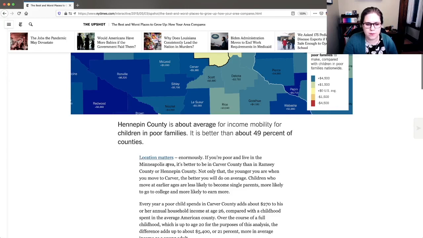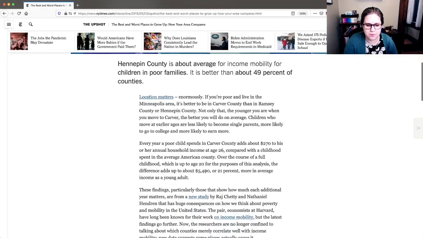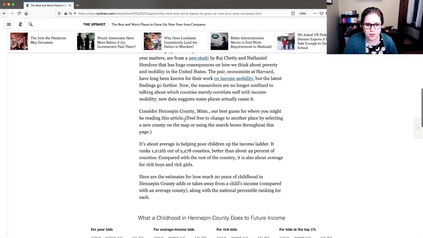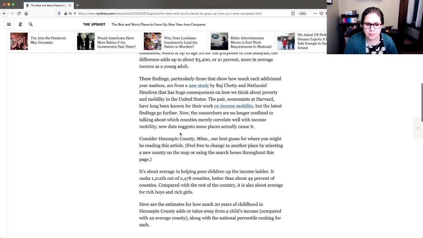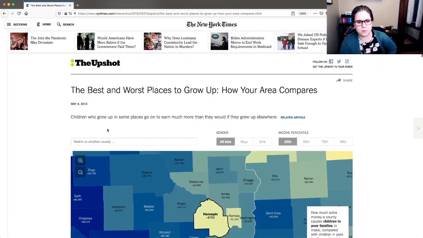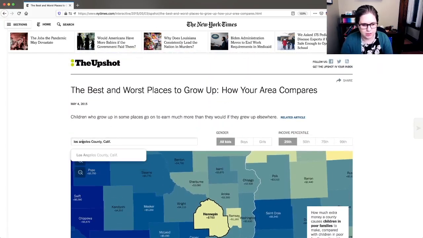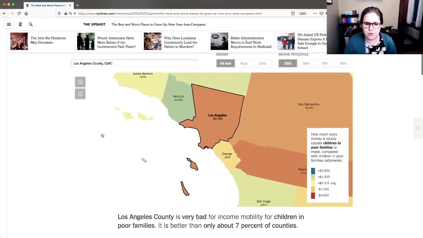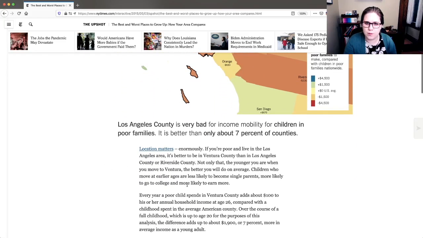If you're poor and live in the Minneapolis area, it's better to be in Carver County than in Ramsey County or Hennepin County. So not only is this an interactive data visualization, it's an interactive piece of data journalism. And it says, feel free to change to another place by selecting a new county on the map or using the search boxes throughout the page. So we could go look at Los Angeles County, where I lived when I was in graduate school, and it would change to an interactive map here, and every paragraph would be about Los Angeles County.